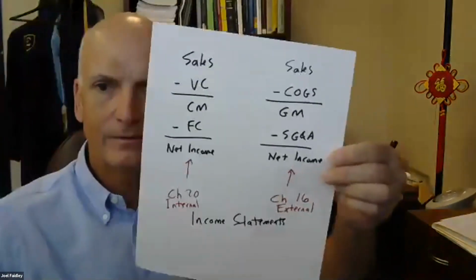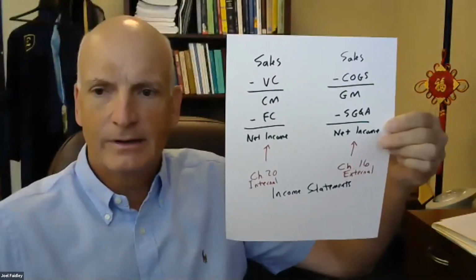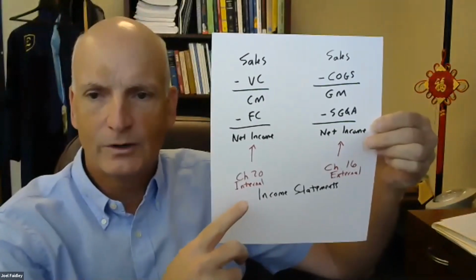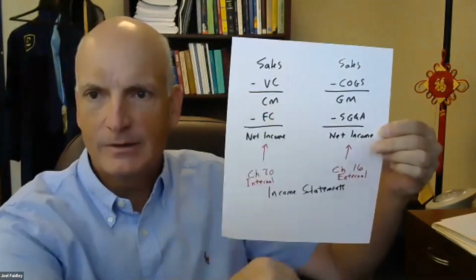everything's always the opposite. When we look at this chapter, and here I've got at the bottom, chapter 20, which is what we're in, chapter 16, that was our income statement format.